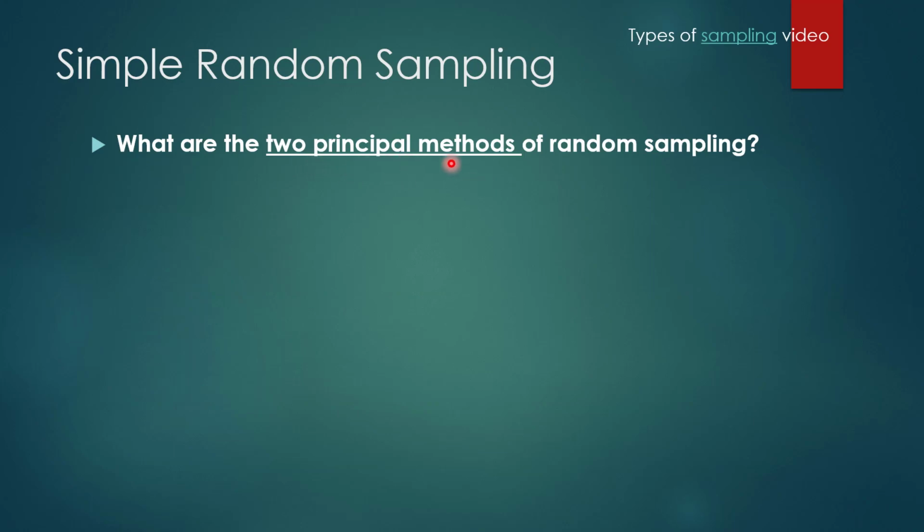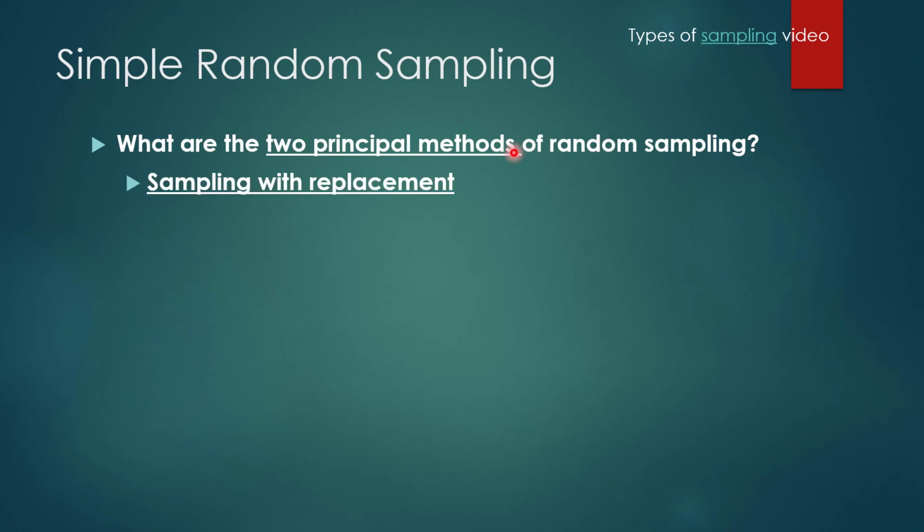So we're going to talk about the two principal methods of random sampling. Just keep in mind, the book uses random sampling. That may be a term that you've heard before. I also refer to it as random selection. Those terms, random selection and random sampling, really can be used interchangeably.